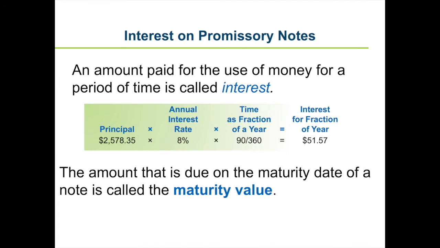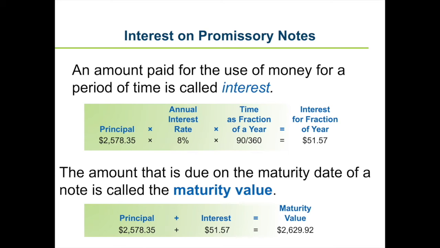The amount that is due on the maturity date of a note is called the maturity value. Skinner College's 90-day note with principal of $2,578.35 and interest rate of 8% will have a maturity value of $2,629.92. So again, you're going to take the principal of the note plus the interest that has accrued, and you'll come up with your maturity value.